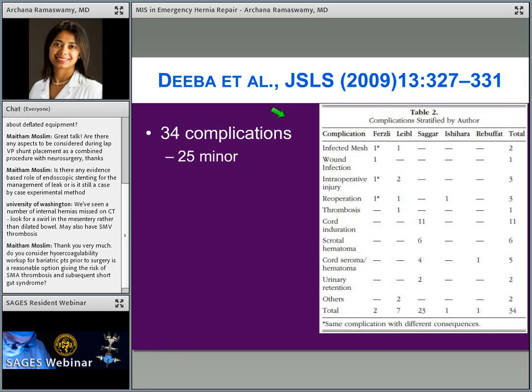They had about a 10% complication rate. Of this, I'm still not quite sure what the most common complication, cord induration, is, but I suspect it's very minor.